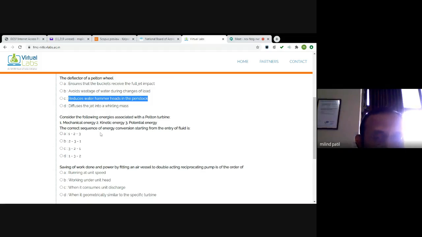Just verify. First, water is there inside the dam, so it will possess potential energy. Then water will move through the penstock and the nozzle, so there is a conversion of this potential energy into kinetic energy. The high kinetic energy jet is then allowed to impact the blades or the buckets of the Pelton wheel, which rotates the runner, and mechanical energy in the form of rotation of the shaft is available as output. Thus, the correct sequence is 3, 2, 1. So the answer is C. Great.